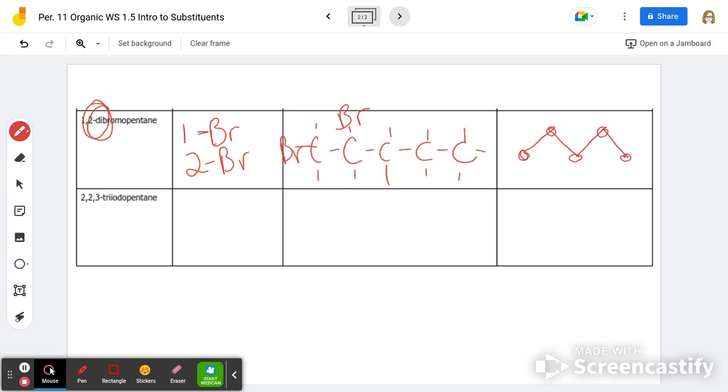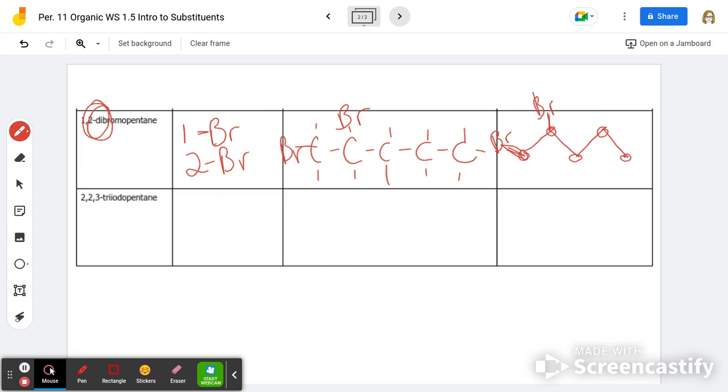And then on your line drawing, you can just add it anywhere you want. So usually when your dot is pointed up, I'll draw my substituent pointed up. There's just more room to draw it that way.